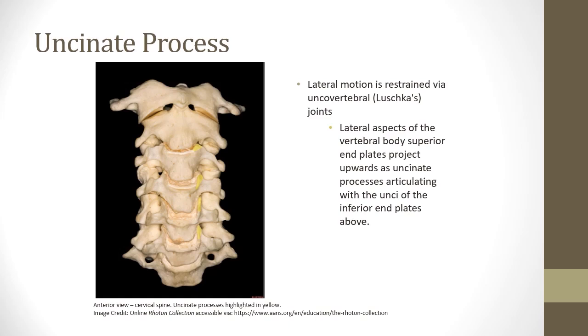This picture is borrowed from the online Rothman collection. The uncinate process is highlighted in yellow. Uncinate processes form the uncovertebral joints, which restrain lateral motion in the cervical spine. The uncovertebral joint is an important surgical landmark in anterior cervical discectomy and fusions, as it marks the anterior and lateral extent of the disc space.